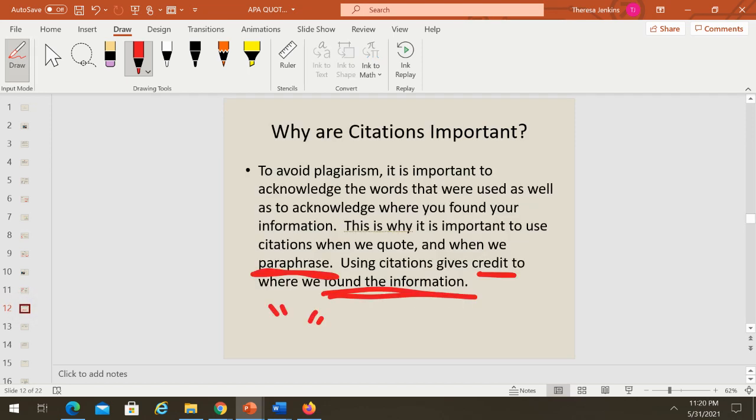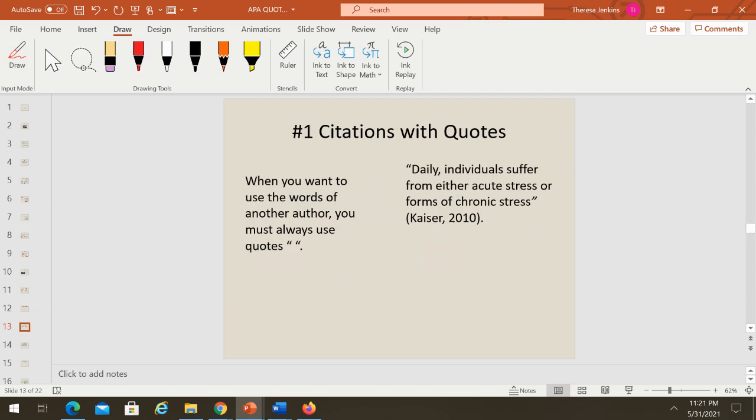Now, why do we use citations? You might be scratching your head and wondering why we use citations. In order to avoid plagiarism, we need to acknowledge the words that were used as well as where we found our information. We use citations when we quote, and we use citations when we paraphrase, because when you are paraphrasing, using the citation gives credit to where you found your information. Let's look at some examples.